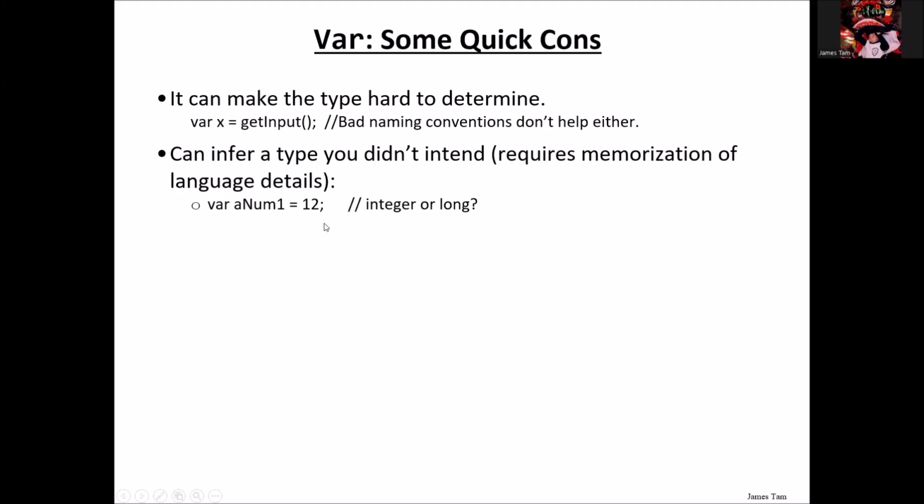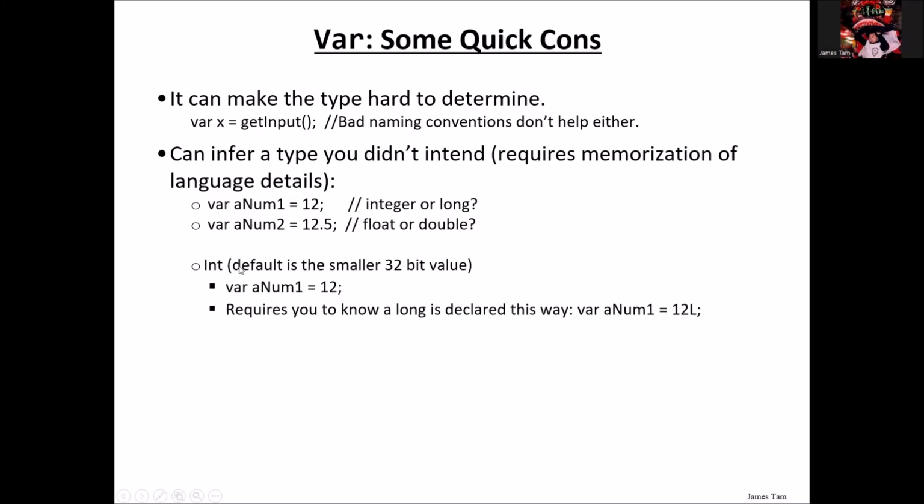Well, in this case, looking at it, you yourselves at this point, is this going to be an integer or long? If you follow that rule I described, we look at the type over here, but this could be stored in either an integer or a long. Over here, is this a float or double? This has a fractional part, so you have to memorize, well, what does it pick as a default? The default over here, you have to memorize the detail, is that if you don't specify, by default, it'll be an integer, the smaller 32-bit value. You have to actually put an L here to make it long.